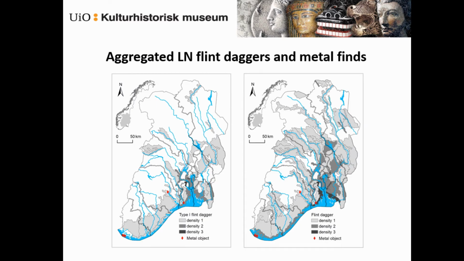From this data set, we can then create maps like this. Here we have aggregated late Neolithic flint daggers and also put markers for metal finds. And when we did this, we used all entries with precision level of site and cadastral unit, because related to the scale of these maps, that is making good sense.